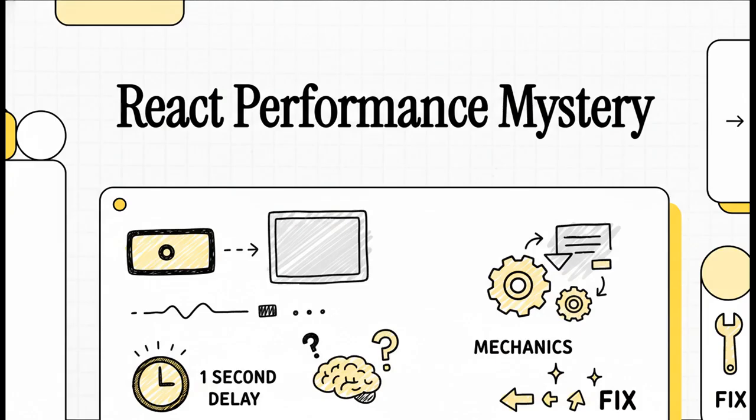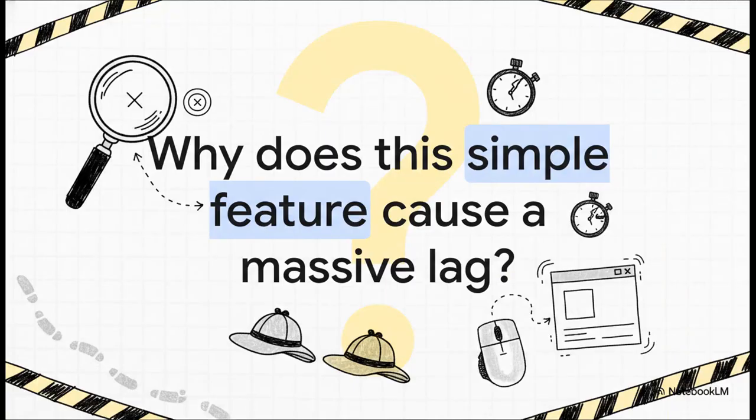All right, let's get into it. So this right here, this is our mystery. It's our crime scene. You click a single button and the entire UI just freezes for a whole second. And this isn't some weird, super rare bug. No, this is probably one of the most common performance headaches in React. So yeah, let's put on our detective hats and start investigating.